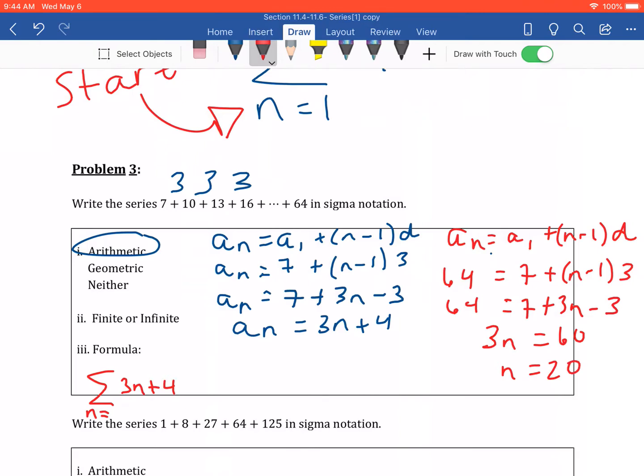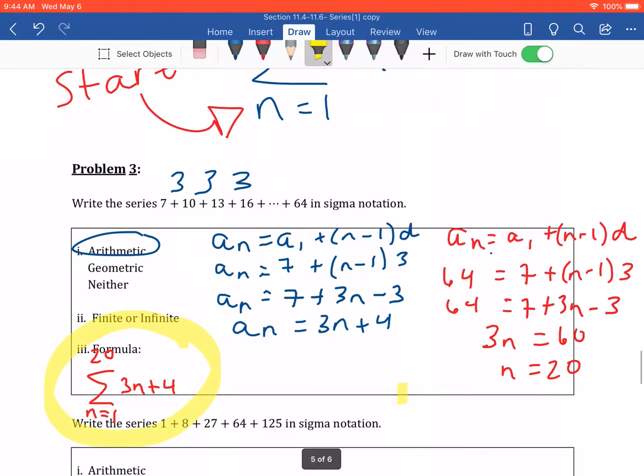Now in our sigma notation, we can put a 20 above because that's the number we go to. And we're going to start with a sub 1, so n equals 1. So that is the final formula for the first series. Let's look at the next one. The next one is going to be a neither.